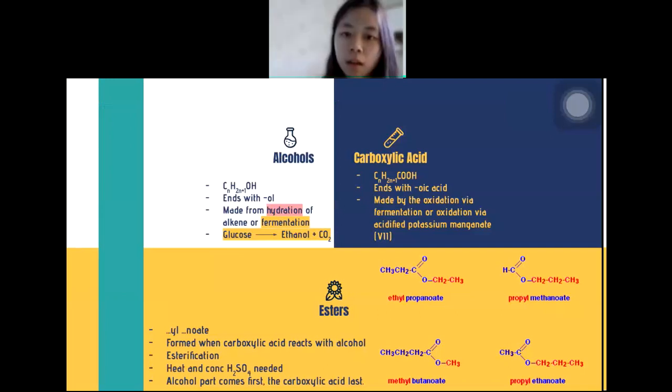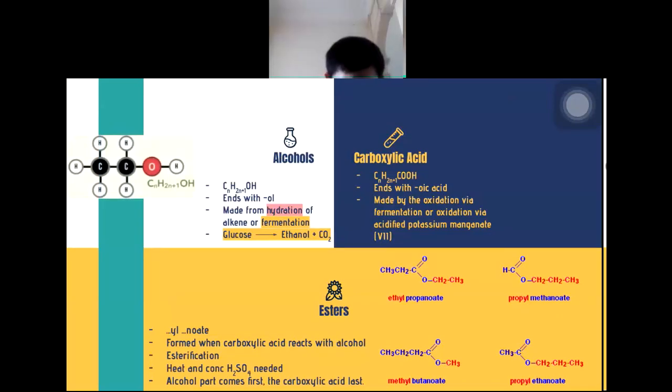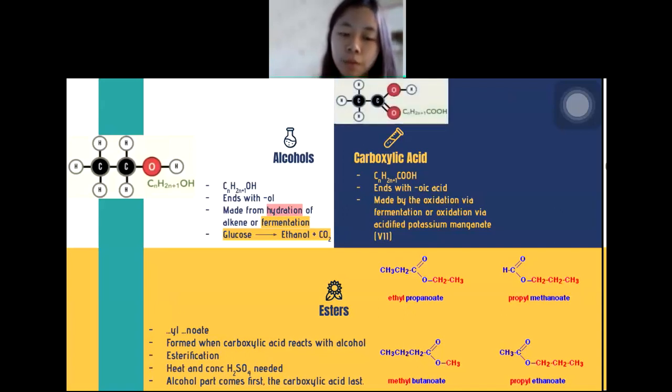So these are alcohols, carboxylic acids, and esters. First, we will look at alcohols. Alcohols have the general formula CnH2n+1OH, and they have the suffix -ol, so they end with -ol. They can be made from hydration of alkene or fermentation. For the reaction of fermentation, I put it as glucose fermented to ethanol and CO2.